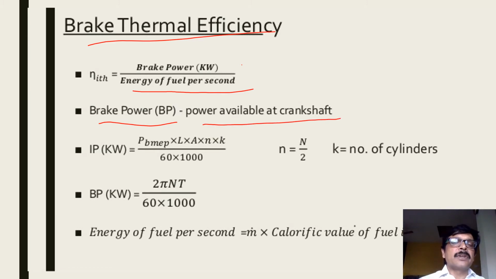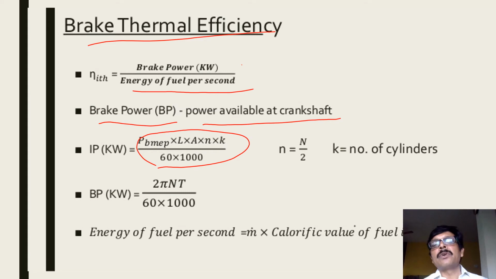Indicated power we can calculate by the formula P L A n K upon 60,000, where small n is equal to capital N by 2 in case of a 4-stroke engine, and K is the number of cylinders. Then brake power we can calculate by the formula 2 pi N T upon 60,000, where N is the RPM of the crank and T is the torque. Then the energy of the fuel per second is equal to m into the calorific value of the fuel in kilojoule per kg, where small m is the mass flow rate of the fuel in kg per second.